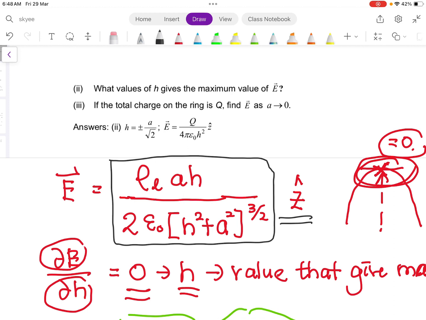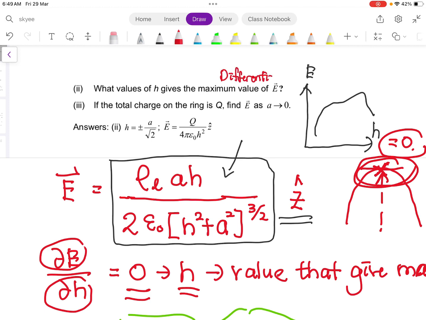In fact, we can plot a graph of E versus H using these equations. You might get something like this, for example. If you want to know the value of H that gives the maximum value of E, you have to perform differentiation, that you have done before.